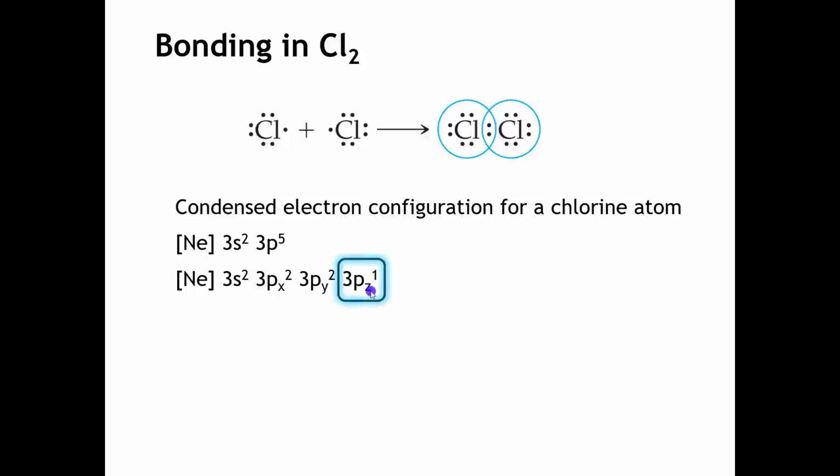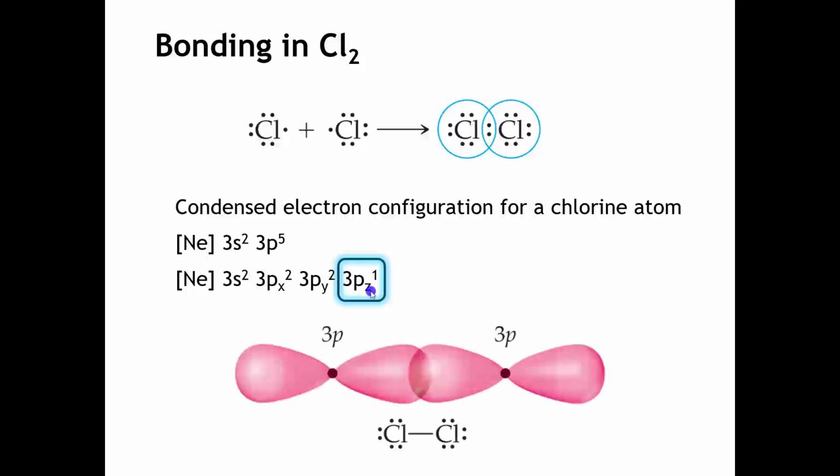So if we now overlap the 2 half-filled orbitals on neighboring chlorines, we can get this picture, and we can see that we can form a bond by once again overlapping 2 half-filled orbitals, 2 orbitals that have 1 electron. And so that's in some ways very much like what we saw with hydrogen. The only difference is here we're overlapping p orbitals instead of s orbitals.